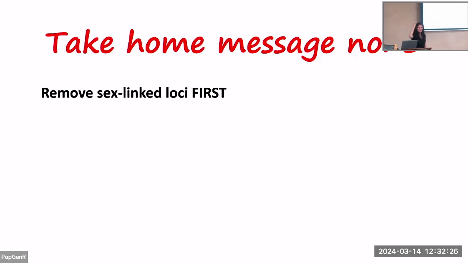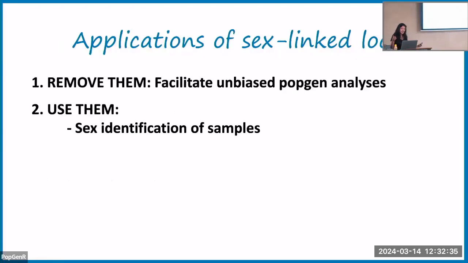Sex-linked loci may mess up your population genetic analysis. Take-home message number 3: remove sex-linked loci first. And now, just wrapping up the talk, you can use sex-linked loci to sex your samples, and there are many other applications. You can study sex-biased dispersal with that. Robin has done a lot of work on that, so there we go.